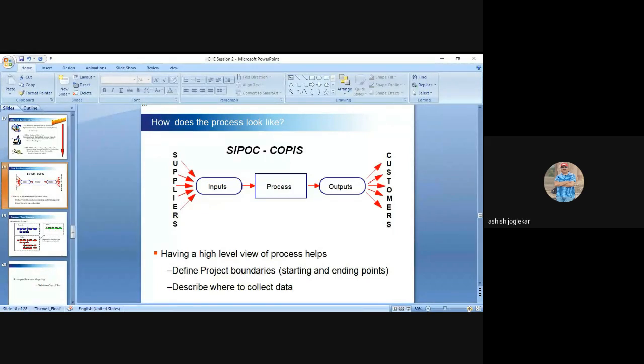So the process map will give you the boundaries of the project. Because all the activities, all the inputs, all the items, all the equipment which are involved from the supplier to the customer end is your project boundary. Starting point and ending point.